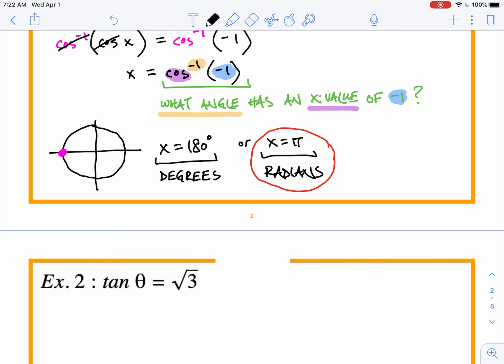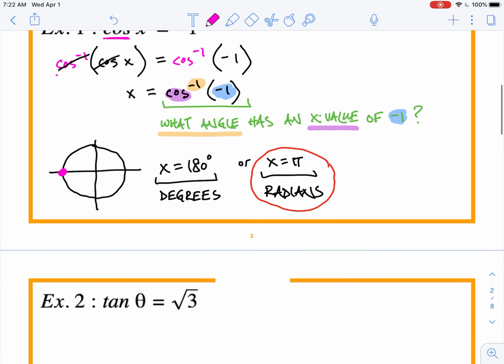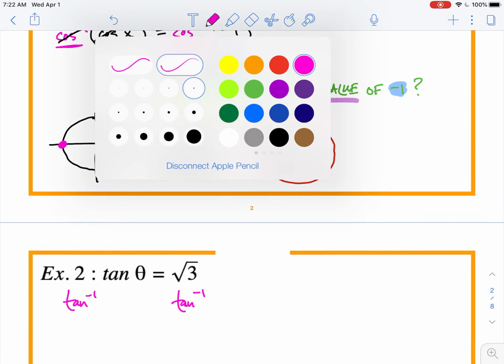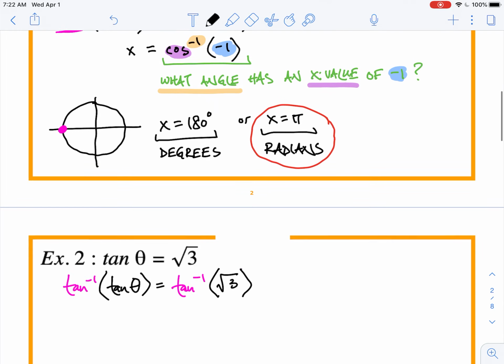Okay, example number 2. So here we have tangent theta equals root 3. And the way we're going to handle this, we're going to do the same thing we did up here with the arc cosine or the inverse cosine on both sides, except this time I'm going to set it up as an inverse tangent on both sides. So inverse tangent of tangent theta equals inverse tangent of root 3.